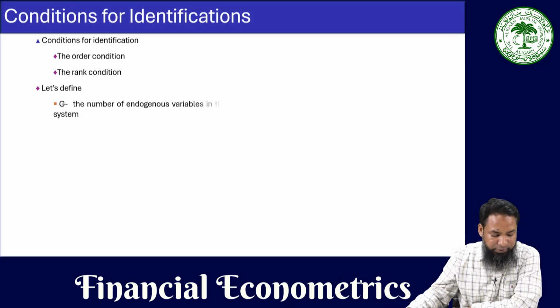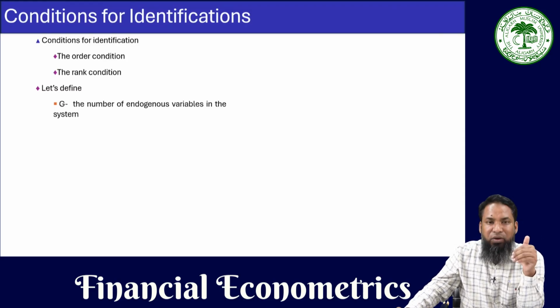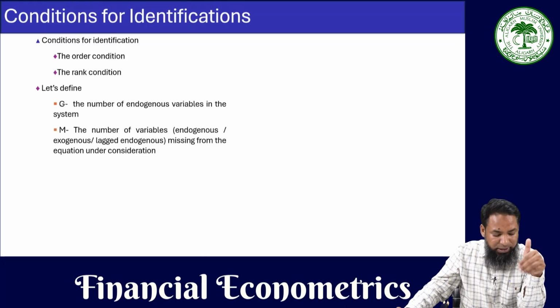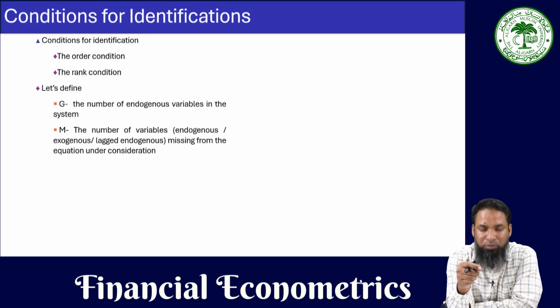So let us define certain terms before using this. G is the number of endogenous variables in the system. M is the number of variables, whether endogenous, exogenous or lagged endogenous, missing from the equation under consideration. So G is the number of endogenous variables in the whole system, whereas M is the number of variables missing from that particular equation which we are going to put to the test.